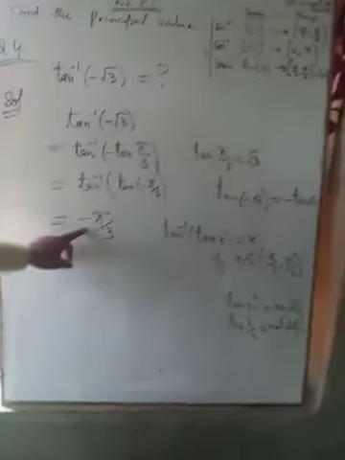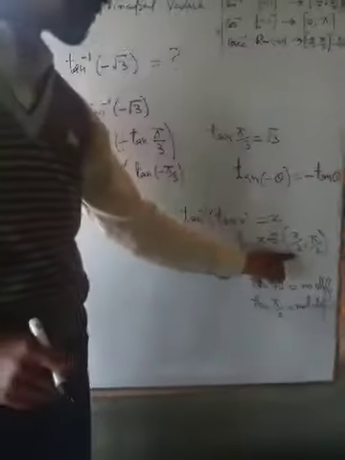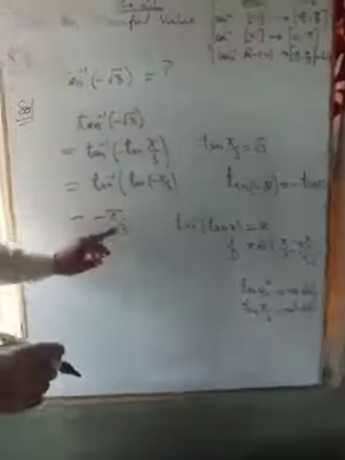So minus pi by 3 lies between minus pi by 2 and pi by 2. So it is the required principal value.